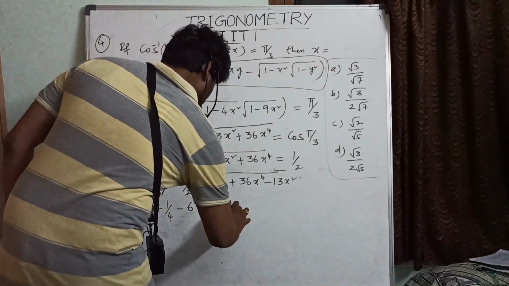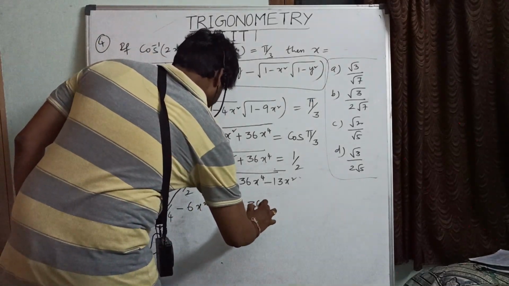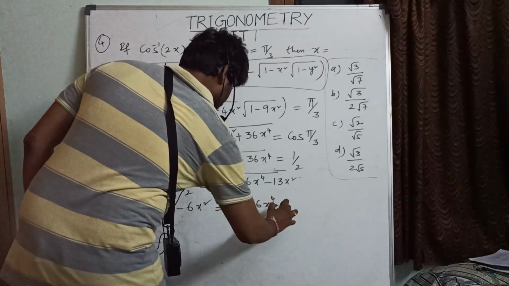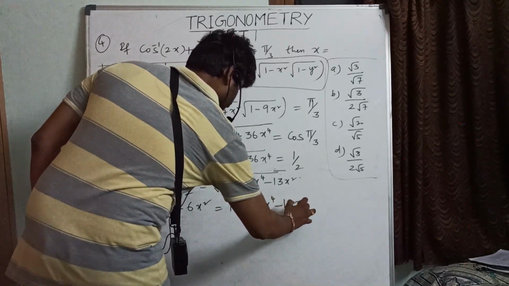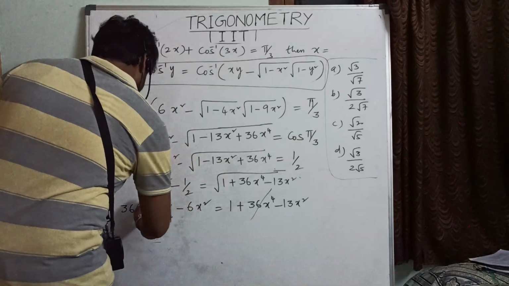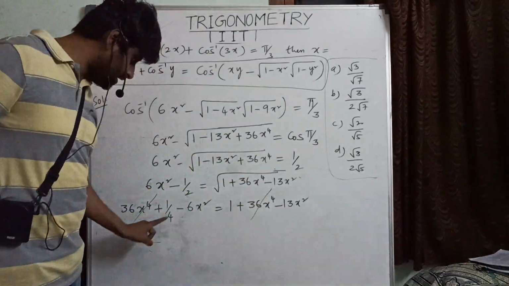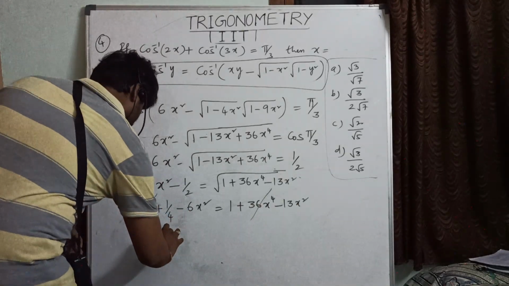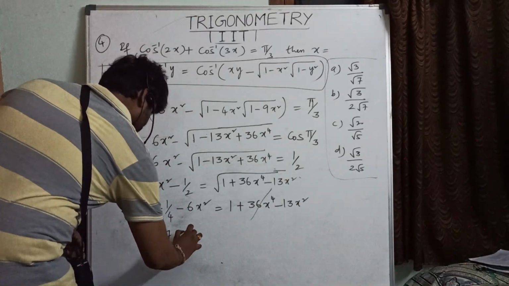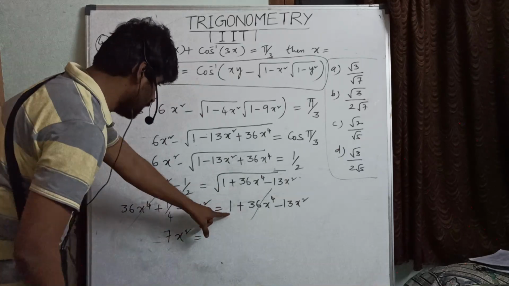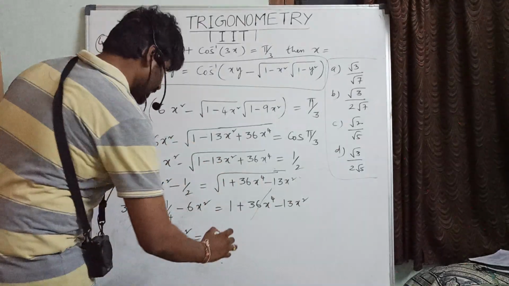Okay, so 1 plus 36x power 4 minus 13x square. On both sides we can cancel 36x power 4 there. So now this minus 13x square comes here as plus 13. So 7x square we can get. Correct? Now 1 minus 1 by 4, 3 by 4.